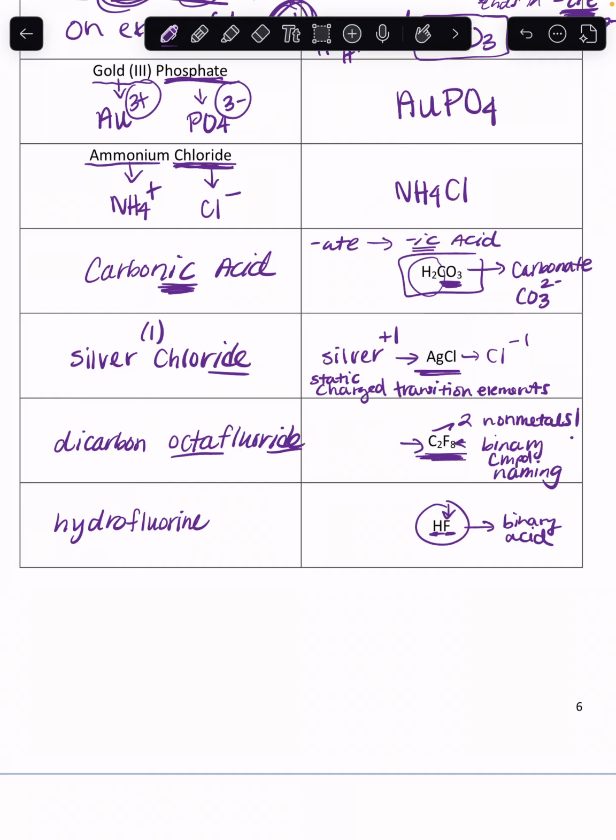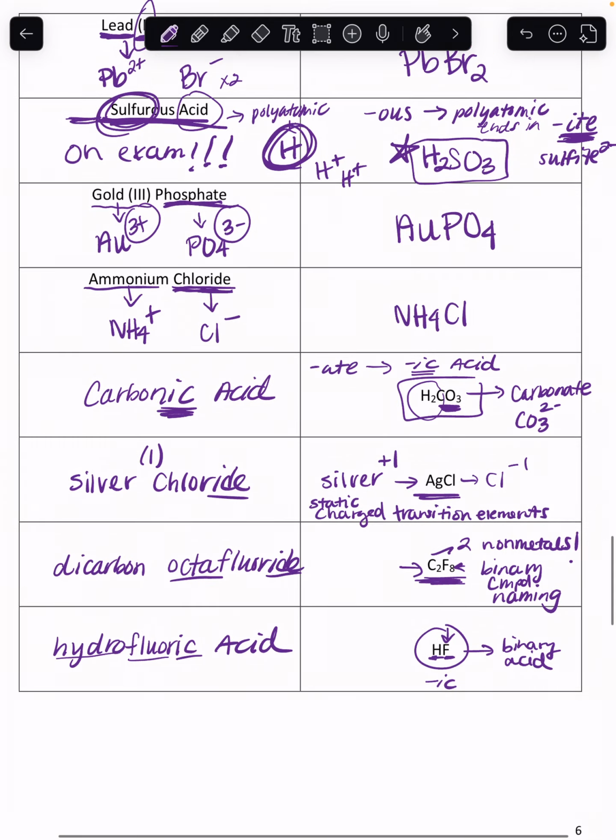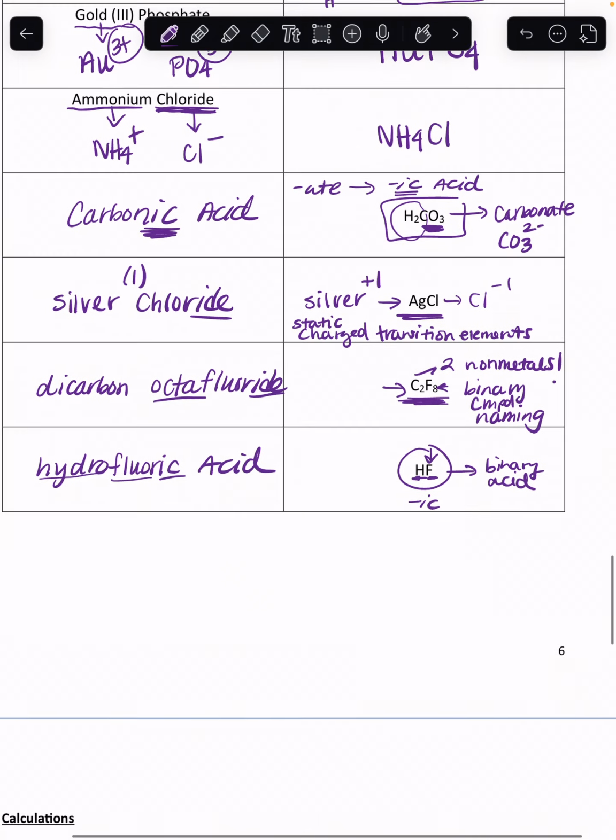What goes on the end of this? It's going to be an ic ending. So I'm going to erase that fluorine and make it fluoric. Add your acid. Hydrofluoric acid. They're very small, but they are mighty to name. Okay, so that rounds out all of the rest of the nomenclature that's going to be on here. The rest from here is simply math, and that is what we have left to get through.